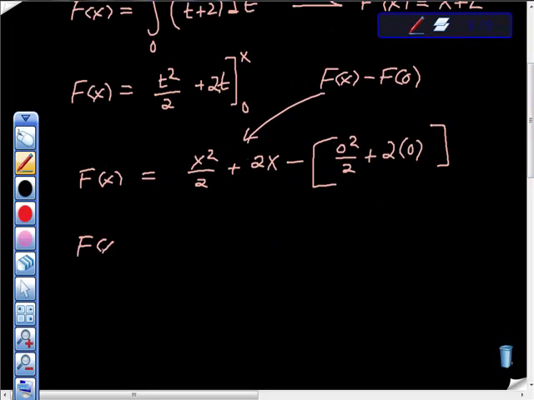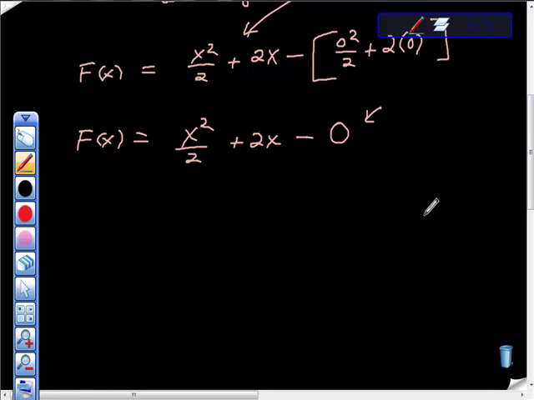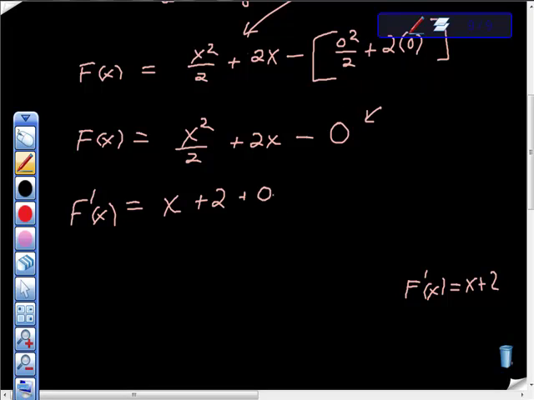And I'm going to say that my F of x is equal to x squared over 2 plus 2x minus 0. I'm going to leave this 0 here because it's important. I'm trying to prove to you that we get back to this answer right here, that f prime at x is going to equal x plus 2. I can prove this through differentiation. If I take f prime at x here, this goes to just x, doesn't it? And the first derivative of 2x is just 2, isn't it? And the first derivative of a constant is 0. So we did get back to there.